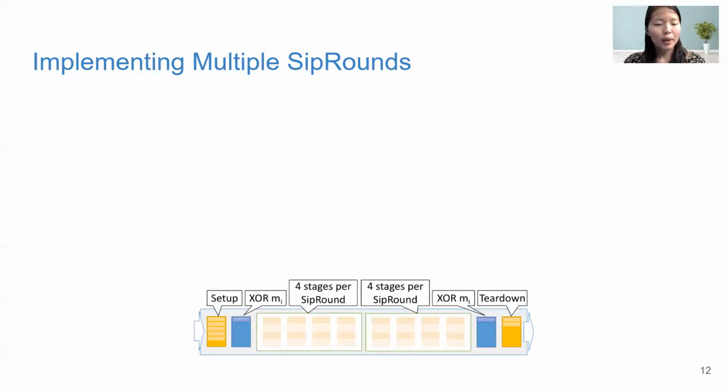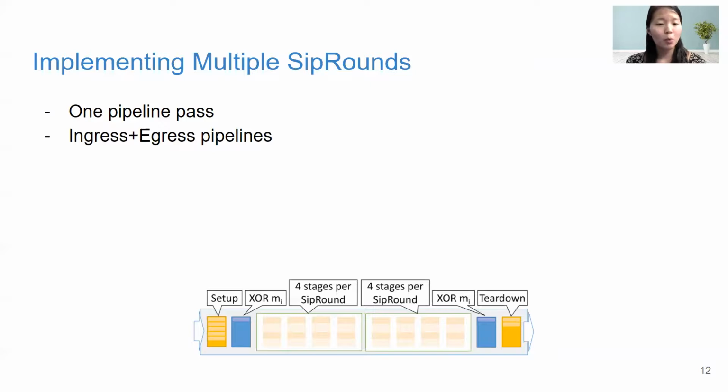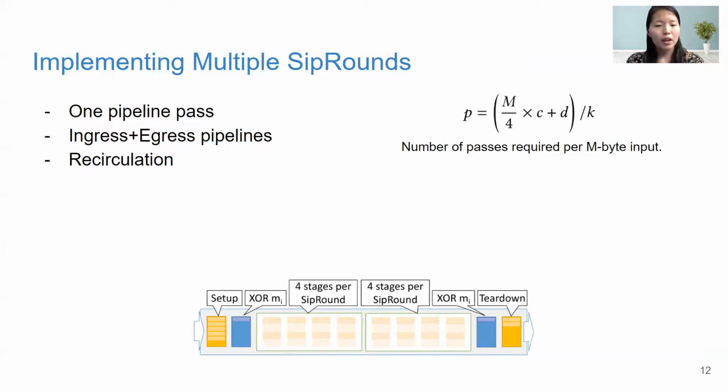So to implement multiple SIP rounds, we first tried to fit as many SIP rounds as possible into a single pipeline pass. After that, we used both the ingress and the egress pipelines to perform more processing. And finally, we used the concept of recirculation to get the additional SIP round processing in. So this equation here shows the number of passes through a single ingress-only pipeline that are required to process an M-byte input to SipHash.